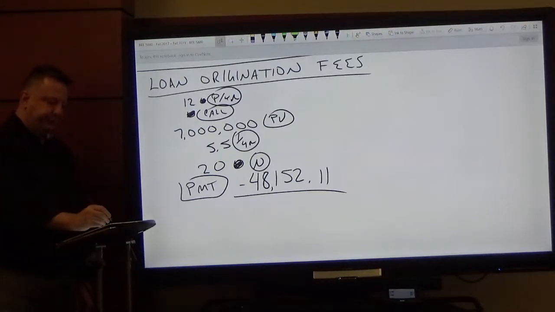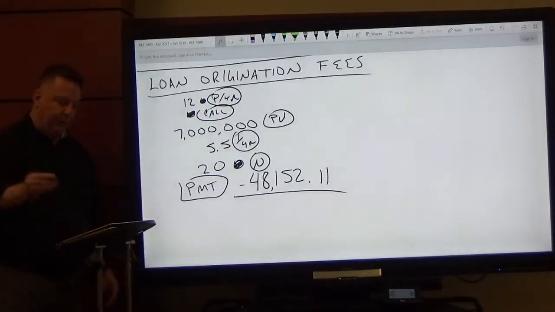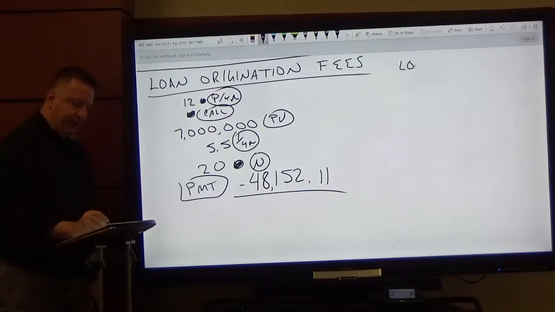So, how much do we want our loan origination fee to be? We want it to be 2%? Yep. Okay. All right, so loan origination fee.